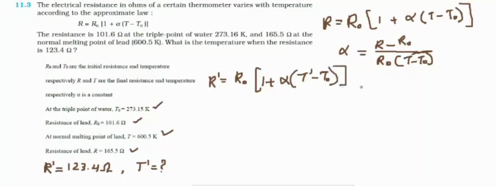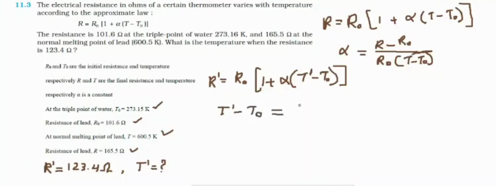This is the second equation. So what can be done: using the first formula, you can calculate the value of alpha, and substitute it in the second formula so that you can find the value of T dash. Otherwise, you can follow this method also. You can find the value of T dash minus T naught.